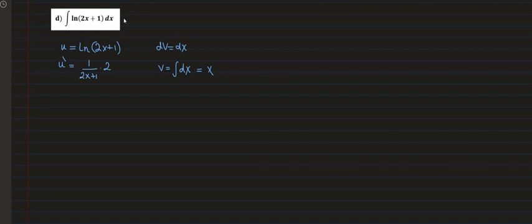And now this integral, if we call it I, the I is equal to the product of u times v minus the integration of v du. So we have x, which is the v, times the ln of 2x plus 1, which is the u, minus the new integration where we have x times 2 times 1 over 2x plus 1. Of course, we can get the numerators together, 2x, and in the denominator we have 2x plus 1 dx.